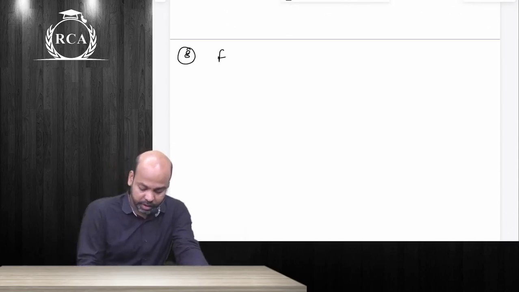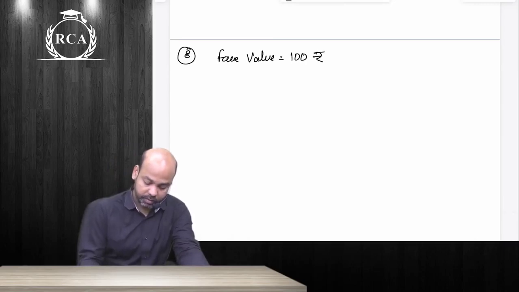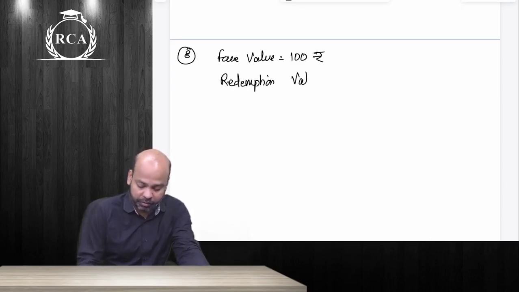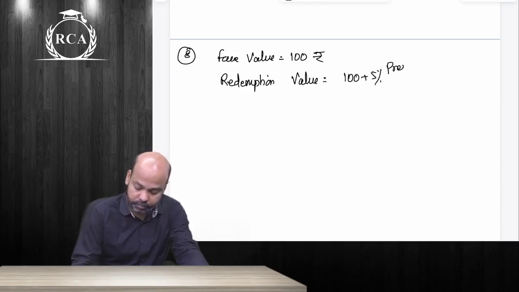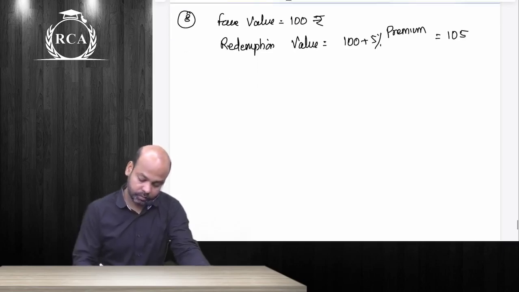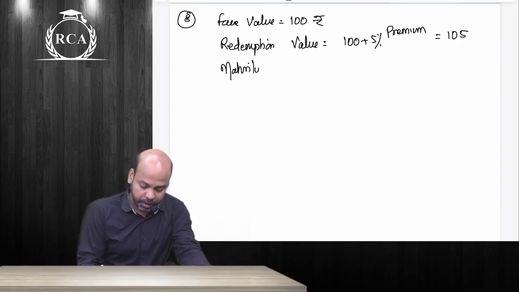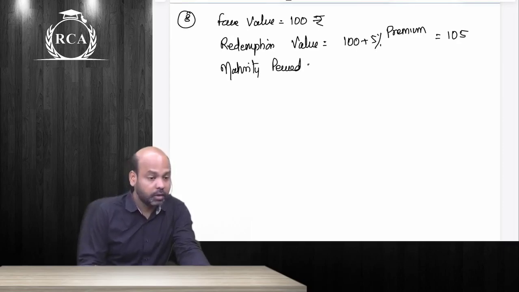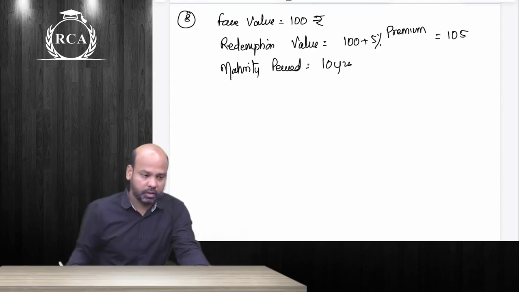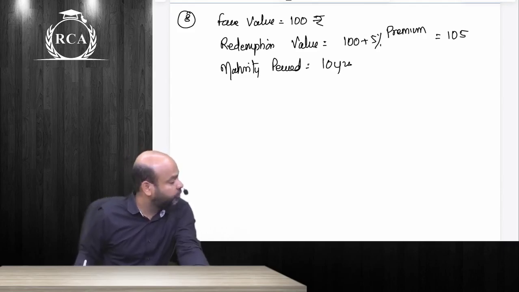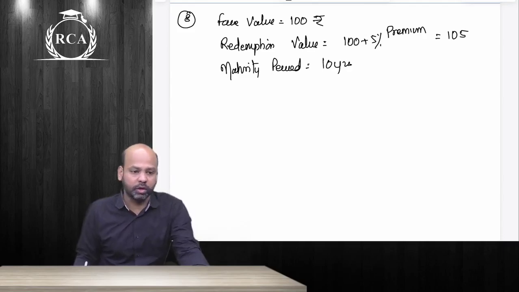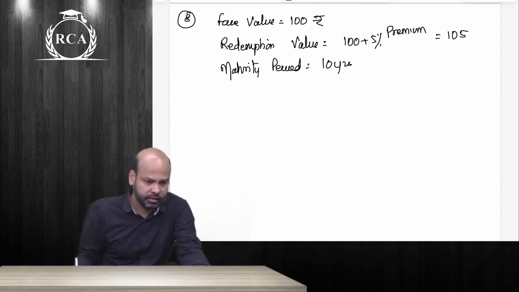Question number 8. Face value of the bond is 100 rupees. Redemption value is at 5% premium, so that will be 105 rupees. Maturity period is 10 years. Face value 100, redemption value 105, maturity period is 10 years.